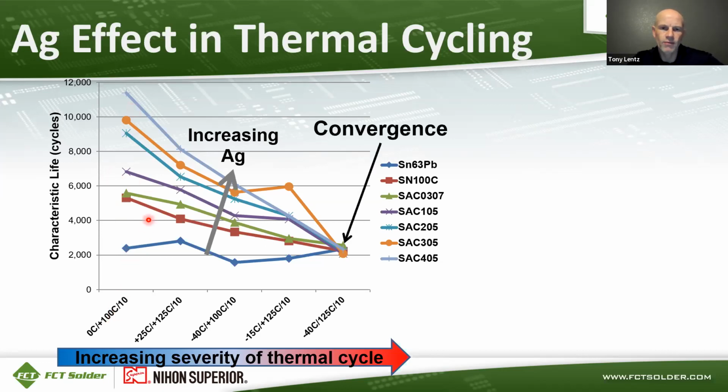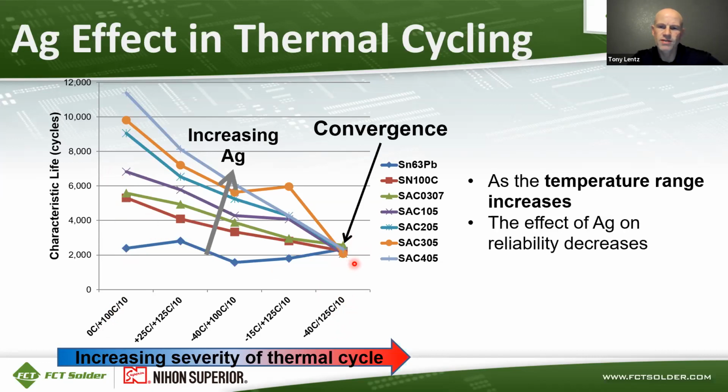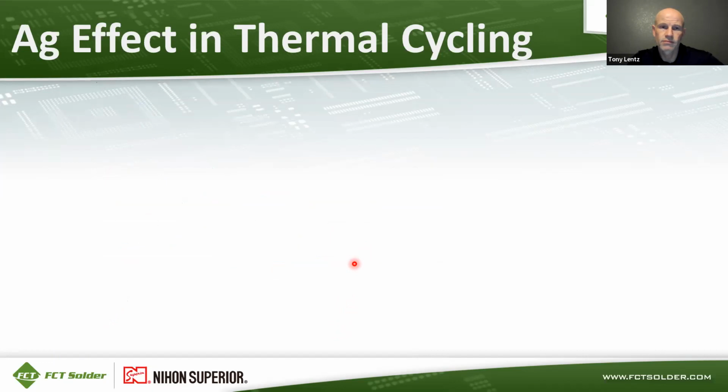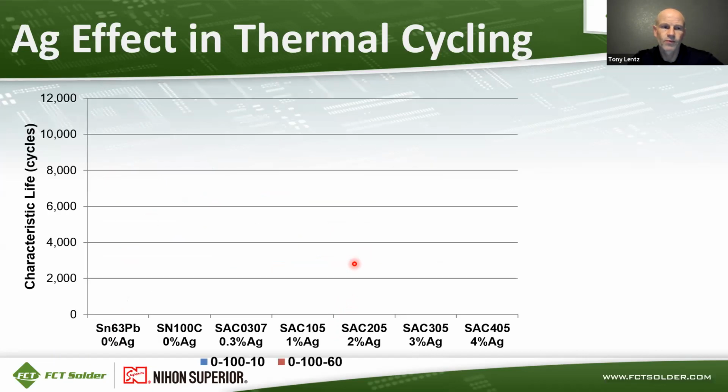But as we go to more severe thermal cycles, to -40 to 125 C thermal cycle, there's a convergence in the characteristic life of all these solder alloys. So in that case, the increased silver content is no longer helping increase the life of that assembly. So as the temperature range increases, the effect of silver on reliability decreases.